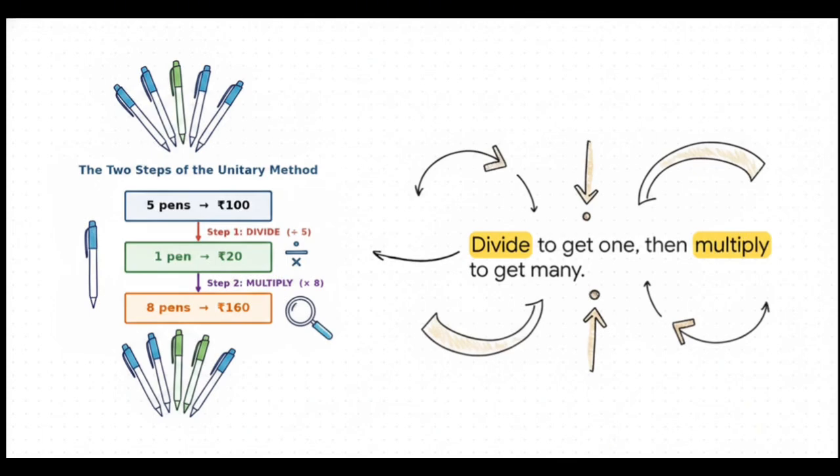We start right at the top with our known fact. 5 pens cost 100 rupees. Now, to get down to our single unit, just one single pen, we do step 1. We divide that 100 by 5. That instantly gives us 20 rupees for 1 pen. That right there is our absolutely crucial many-to-one step in action.